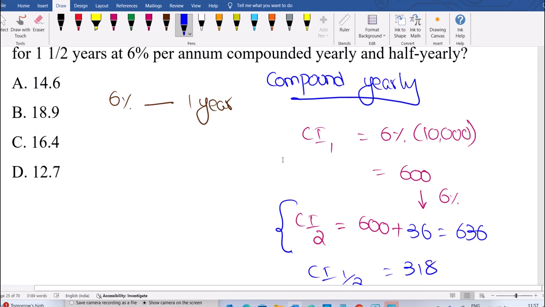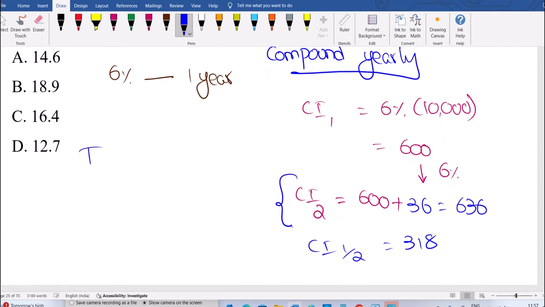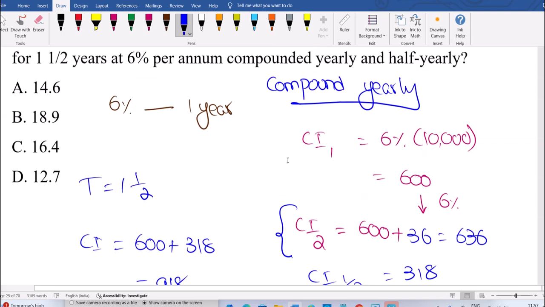Now using compound yearly concept, 1.5 year will generate compound interest 600 plus 318. 918 is the compound interest for 1.5 year using compound yearly concept.